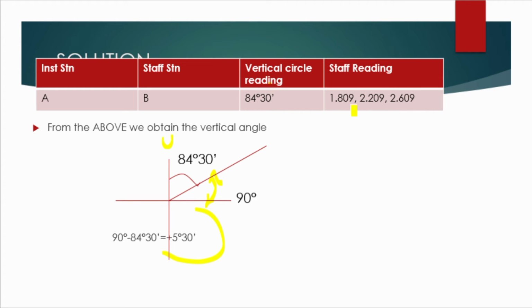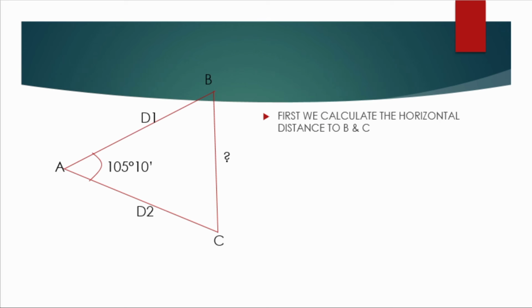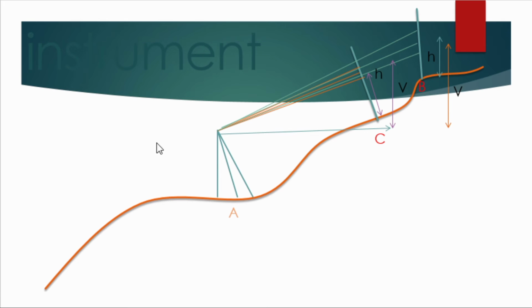Again, here we have the staff readings, the bottom, mid and top readings. We are going to calculate our normal tacheometry using those values. First we need to calculate the horizontal distance, in order to get this missing value. That means we need to calculate d1 and d2 normally, from where we have a calculation.